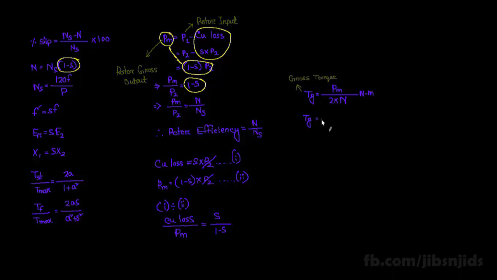Gross torque is obtained from the equations, and they are: rotor gross output will be divided by angular speed, or rotor input will be divided by synchronous angular speed. Or it can easily be said that rotor gross output is equal to the multiplication of gross torque and angular speed, and rotor input is equal to the multiplication of gross torque and synchronous angular speed.